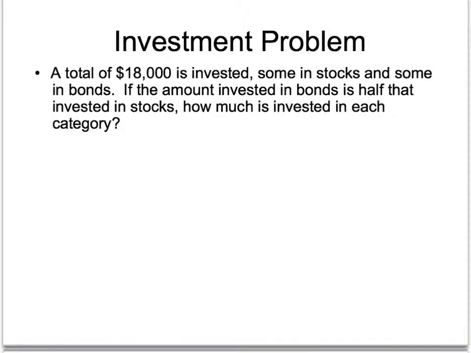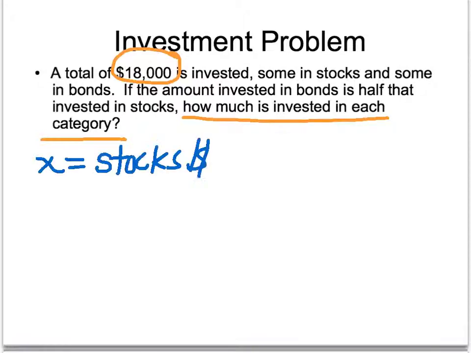Okay, next we have an investment problem that we're going to solve. It says a total of $18,000 is invested, some in stocks and some in bonds. If the amount invested in bonds is half that invested in stocks, how much is invested in each category? So first step, what are we trying to find? We're trying to find how much is invested in each category, and we know that has to total $18,000. Secondly, we need to get some variables involved. If we let X equal the amount invested in stocks, then I know that $18,000 minus X is what I've invested in bonds.